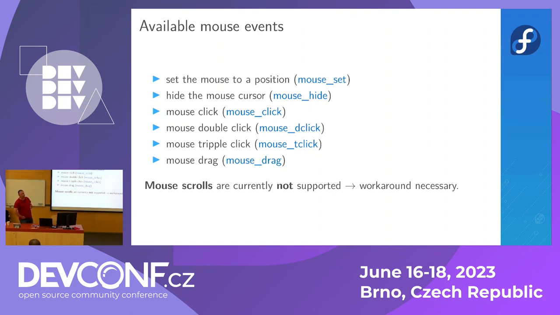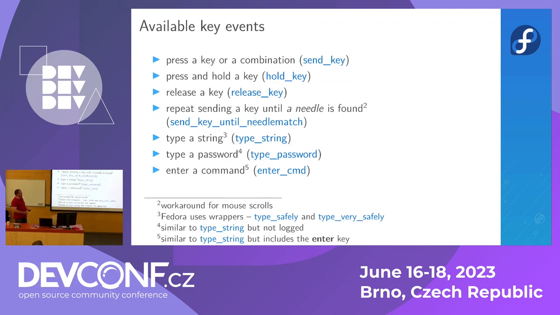And there is a workaround we are using in Fedora tests, and it's a keyboard workaround. So key events that you can use: you can send a key, which basically means press a key or press a combination of keys. Press and hold a key is good stuff when you want to interact with the mouse. So you can press and hold the key and press the mouse button and then release both of them. That might be good for some sophisticated applications. Release a key, of course, is for when you're pressing and holding it. Send key until needle match basically is press the key repetitively until you find what you expect, which I am using when I need to scroll the mouse. So I am sending a down arrow or a tab or something, and then the GUI scrolls.